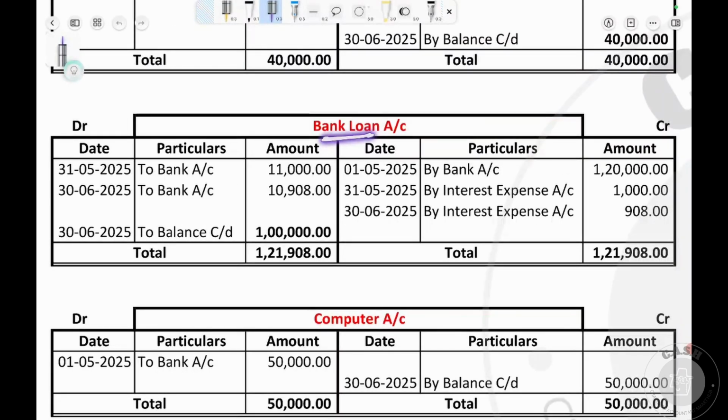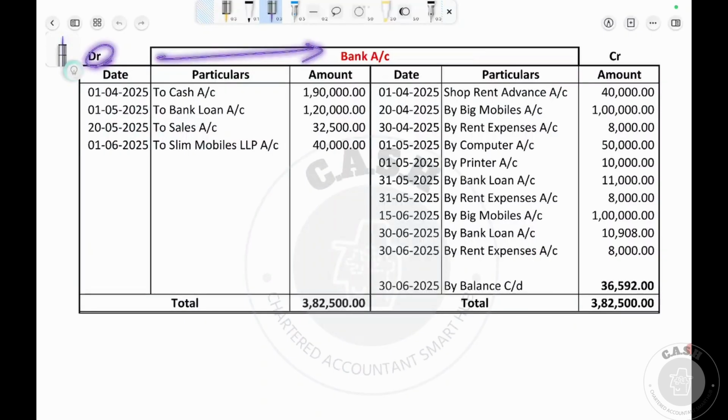Bank loan is the giver, so credit the giver. It is giving money to the bank account, 1,20,000. The bank account will be debit the receiver, so it is receiving the amount from the bank loan. From this you may observe that the account we are preparing, if it receives money, goes on the debit side. If it gives money, it goes on the credit side.